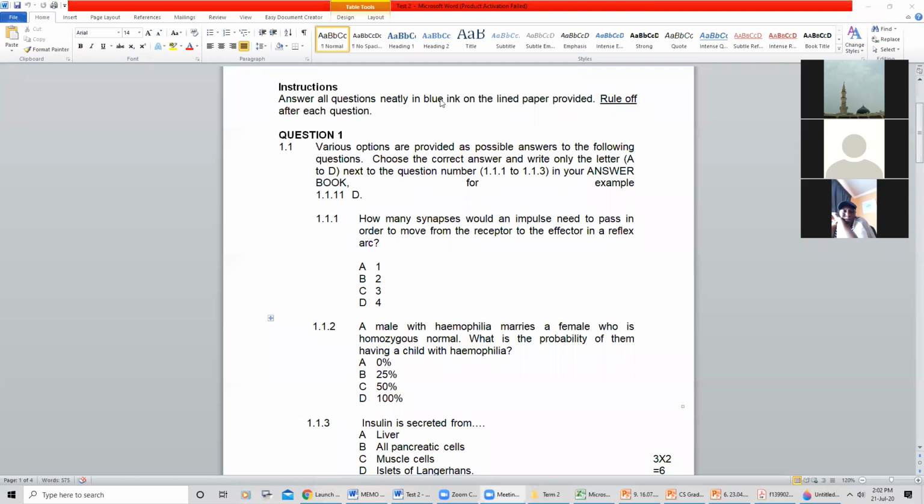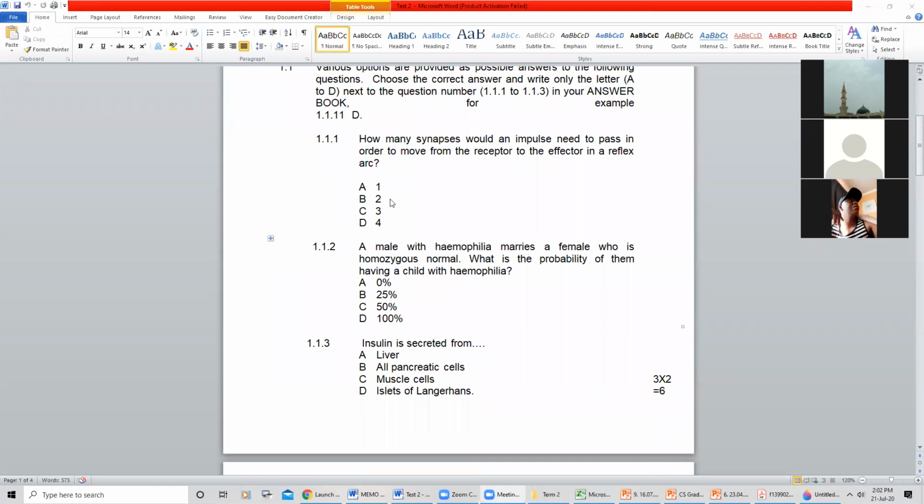Answer all questions neatly in blue ink on the line paper provided and rule off after each question. Right? It's important that we follow those instructions. Right, then we get to the multiple choice.